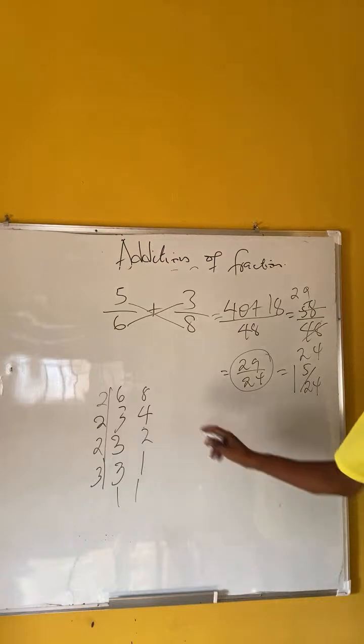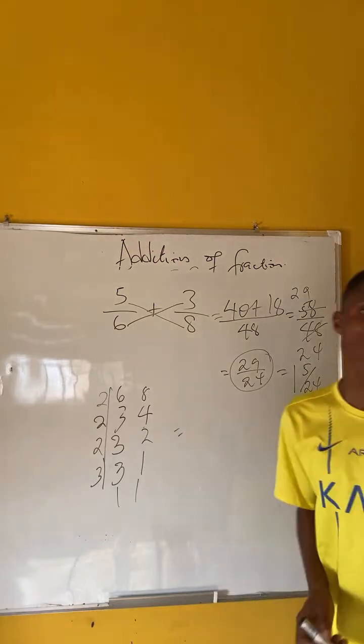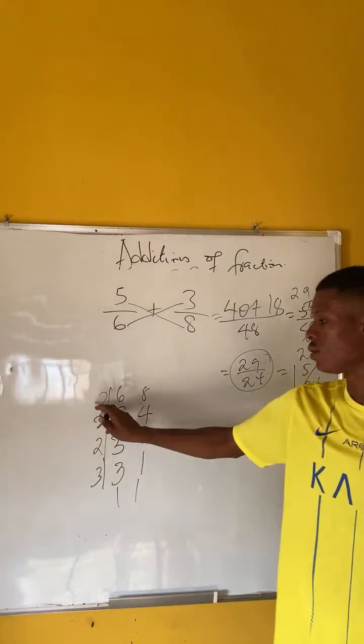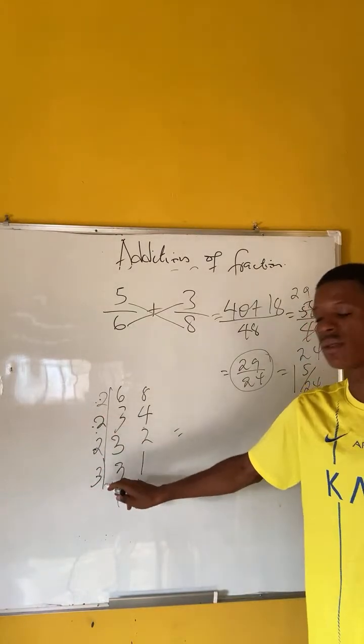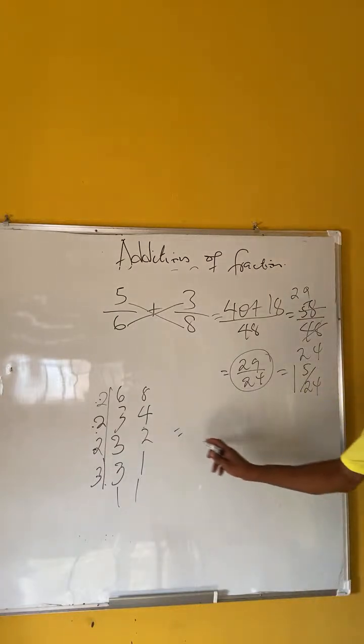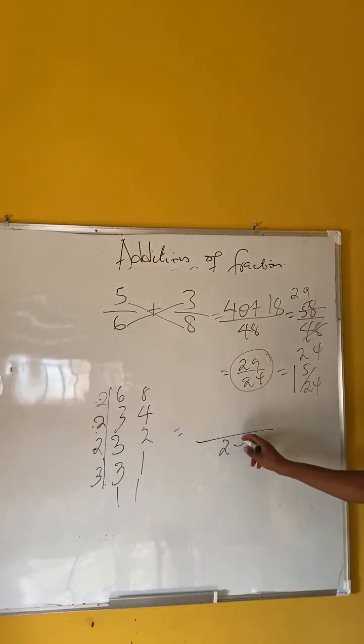So the LCM will now be the product of all the factors: 2 times 2 times 2 times 3. 2 times 2 is 4, times 2 is 8, times 3 is 24. We have it as 24.